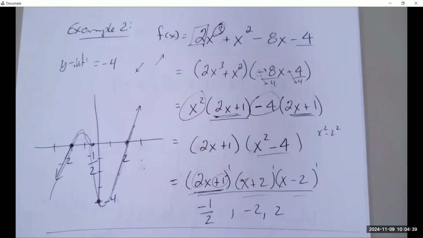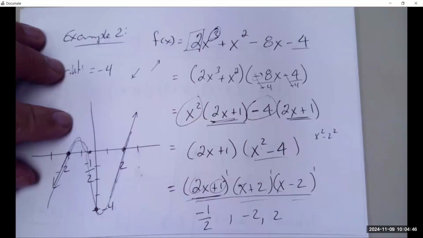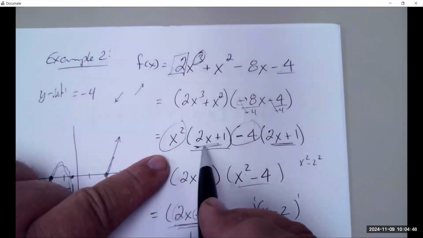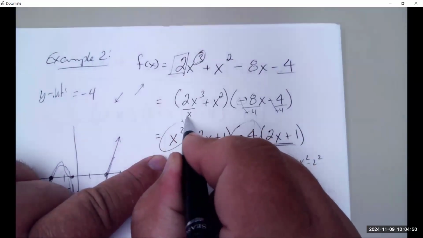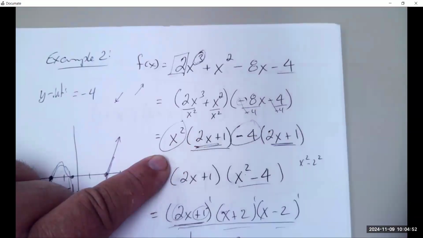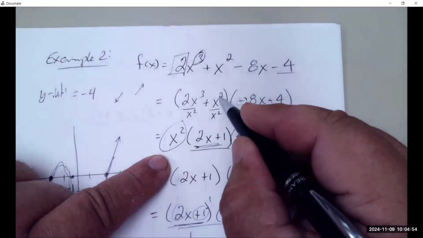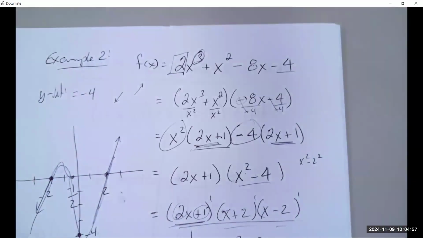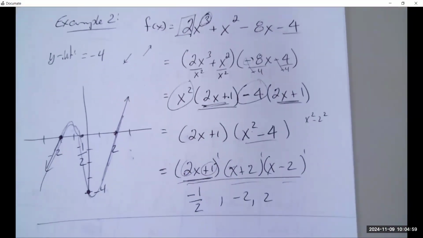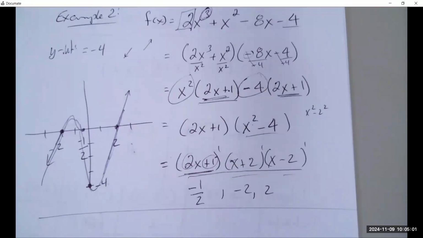After the 2x cubed plus x squared, where do you get the 1 from? Good question. Since they both had an x squared in common, I could divide both of these by x squared. X squared divided by x squared is 1. Both of you are having great questions. Very legitimate questions.